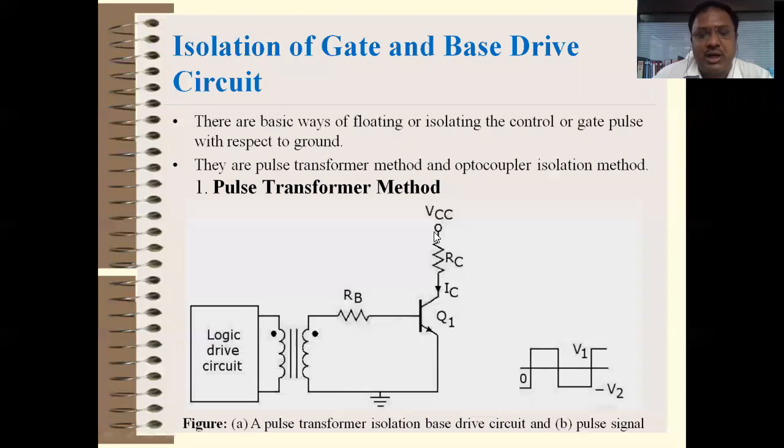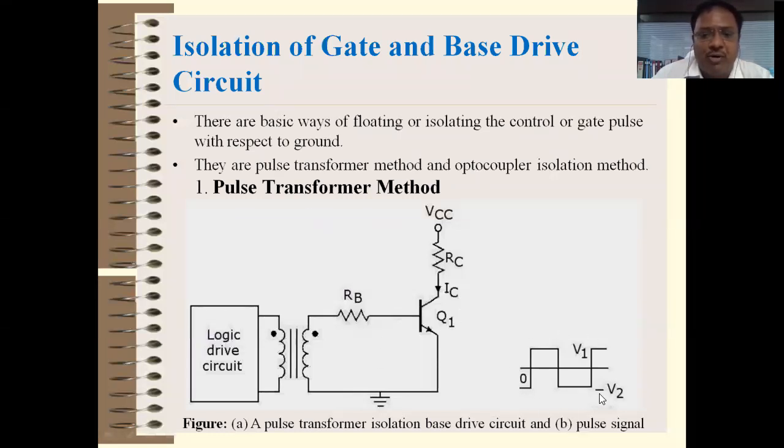And if it is damaged, the current can flow from VCC, RC, through the collector, then base, RB, and back to the logic circuit. But because of this pulse transformer, the large voltage which may be applied is blocked, right? From the secondary to the primary, only a very small current may flow through the logic drive circuits, and your logic circuits will be protected from any kind of damage. So this is one of the methods, called the pulse transformer.